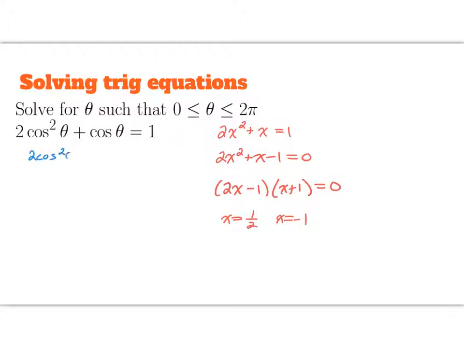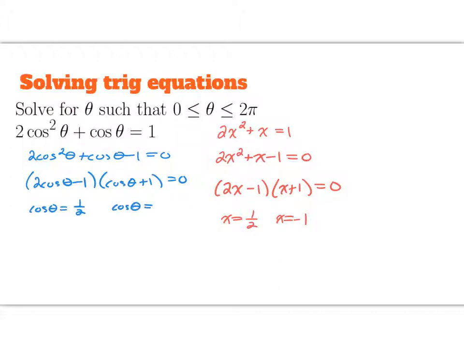2 cosine squared theta plus cosine theta minus 1 is 0. You would have 2 cosine theta minus 1 times cosine theta plus 1. So then cosine theta would be 1/2 or cosine theta would be -1. This would happen at pi. This would happen at pi over 3 and 5 pi over 3.